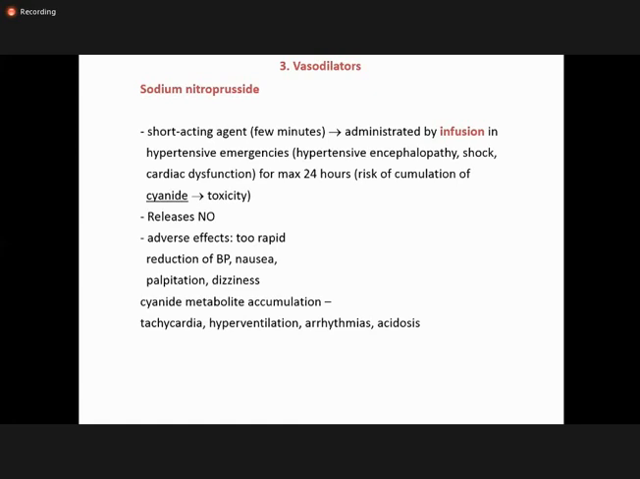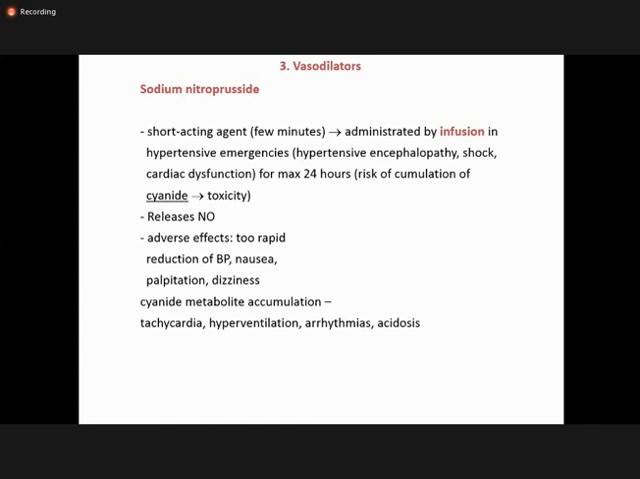This we have already discussed. The release of nitric oxide will activate an enzyme, and that will lead to increased concentration of cyclic GMP, and that is responsible for the relaxation of the smooth muscle of the blood vessel.